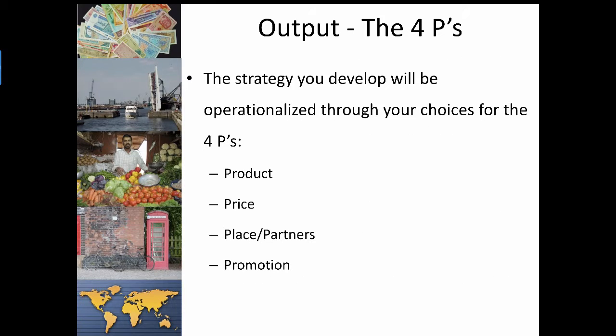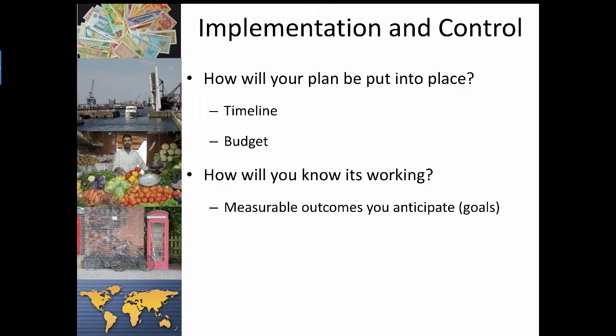So we've developed a strategy based on our understanding of the situation and our analysis of the segments, the targeting, and then decisions about positioning. The output of that strategy is how we're going to operationalize it, our choice of the 4 Ps, our product, our price, our promotion, and our distribution. And finally, implementation and control is how your plan will be put into place. What kind of timelines and budgets will you have, and how will you know it's working? What are the measurable outcomes that you're anticipating?